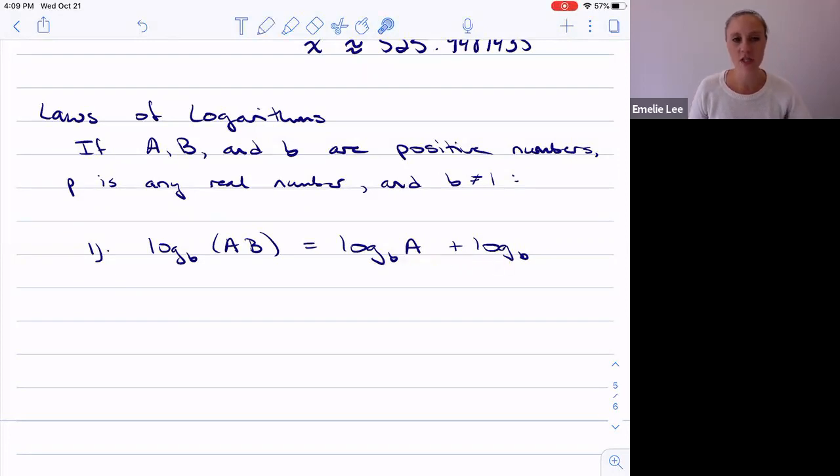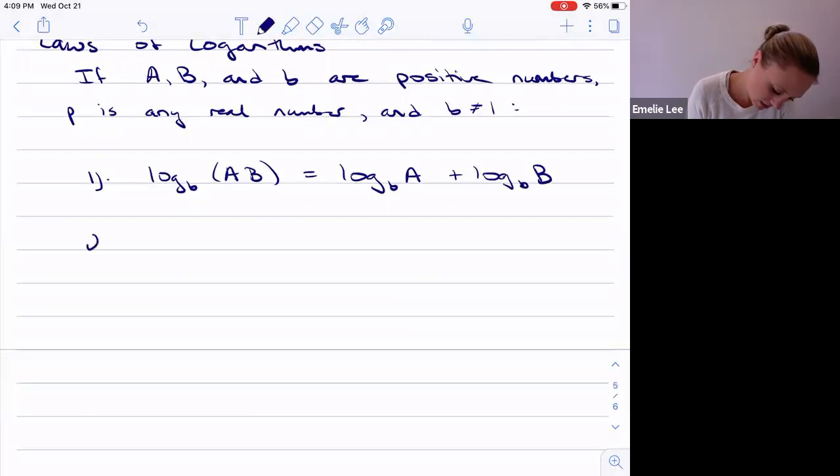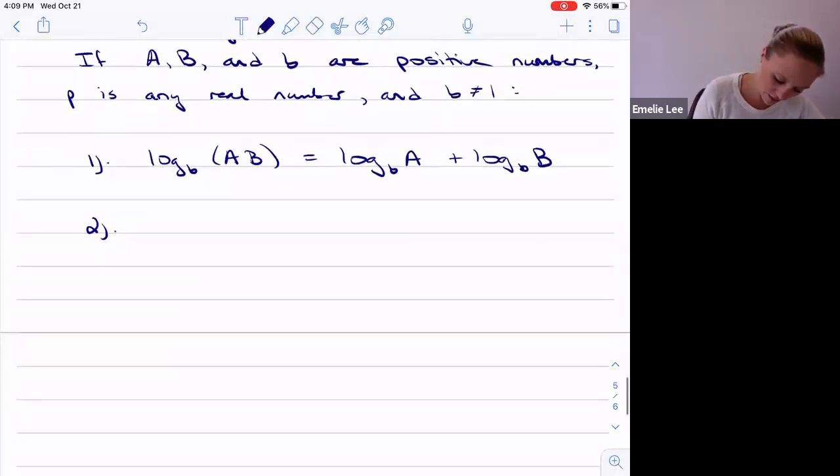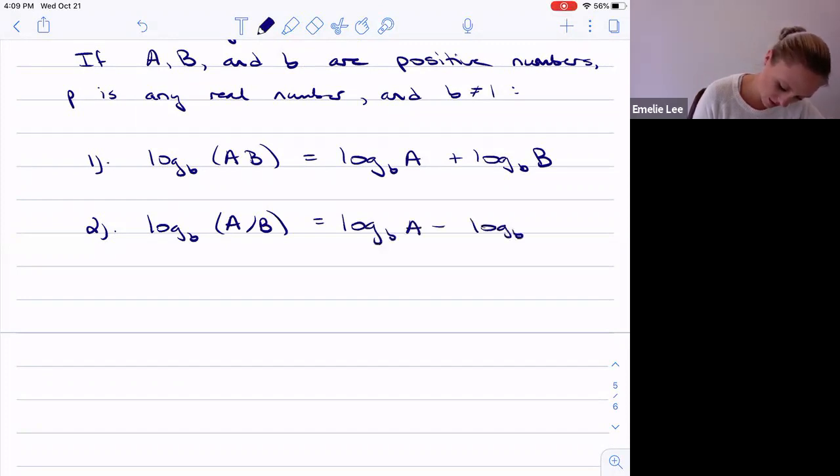That's really nice, especially if you're trying to simplify a log. As long as you have the same base, you're able to smush things together if you're adding logs of the same base. Similarly, if you have the log base b of a over b, you can write that as a subtraction: log base b of a minus the log base b of b.